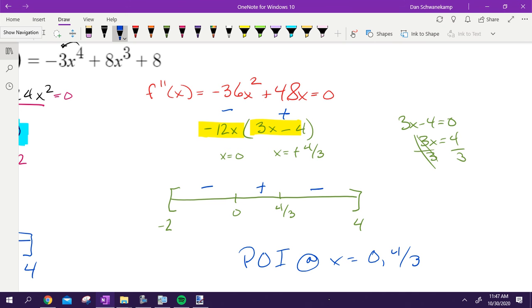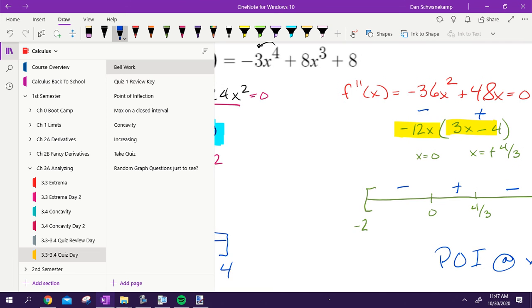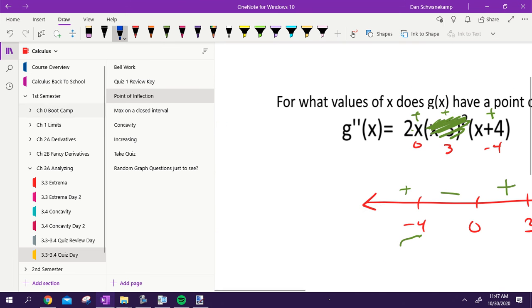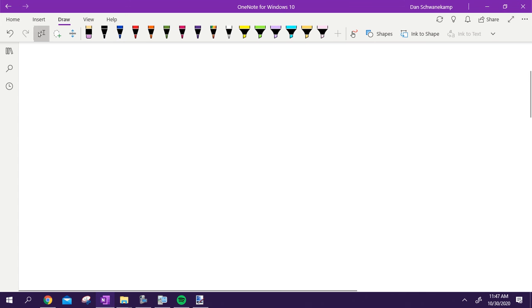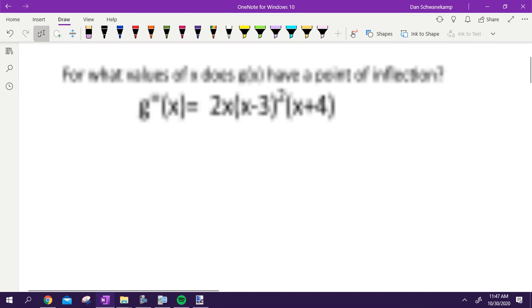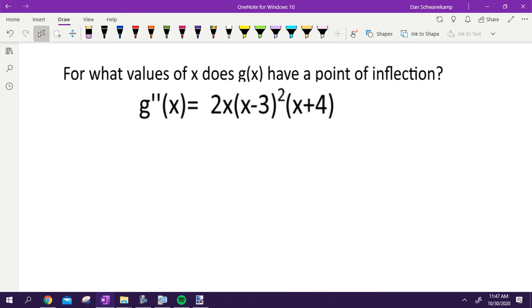Let's just do some practice. We've got some time here on your bell work. Do this problem right here for me. For what values of x does g of x have a point of inflection? If you have your brain on, you can do this problem in about 10 seconds. If you don't have your brain on, it might take you a little bit longer. I don't care which way you do it, but get an answer.